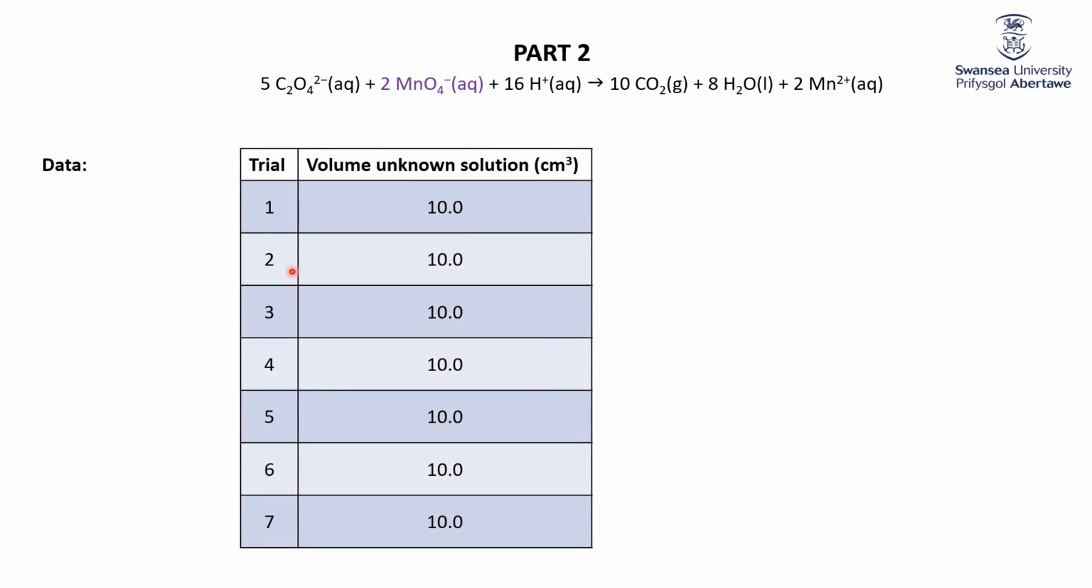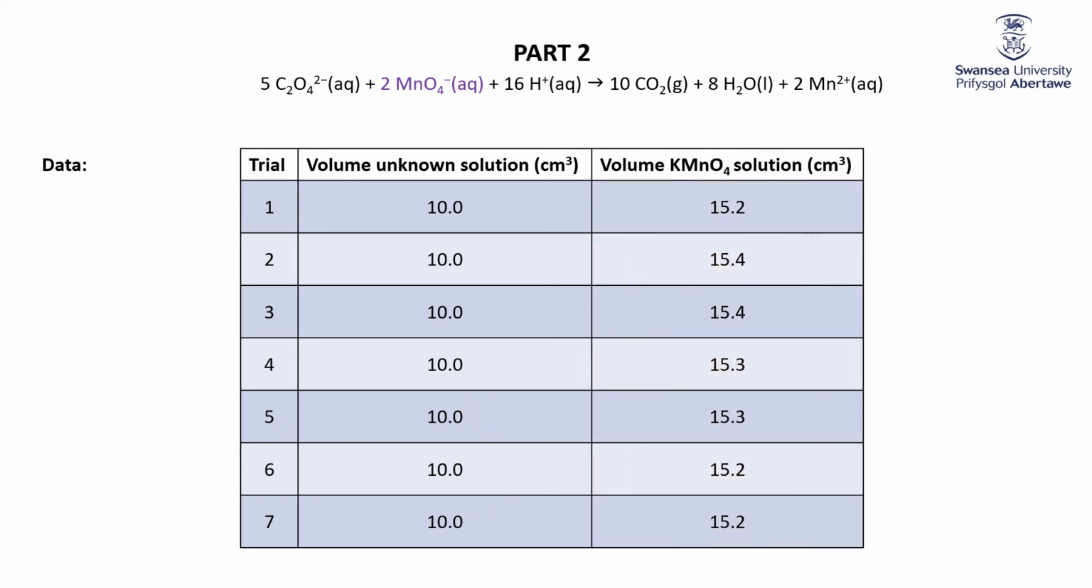So for each one of my 7 trials, I took 10 cubic centimeters of the unknown oxalate solution. Unlike for part 1, I'm starting off with the same amount each time. And then I measure how much potassium permanganate I need to add to this. You can see that there's a range from 15.2 up to 15.4, but these are all pretty similar. So one would certainly say that the C word, concordant, applies to all of these data.